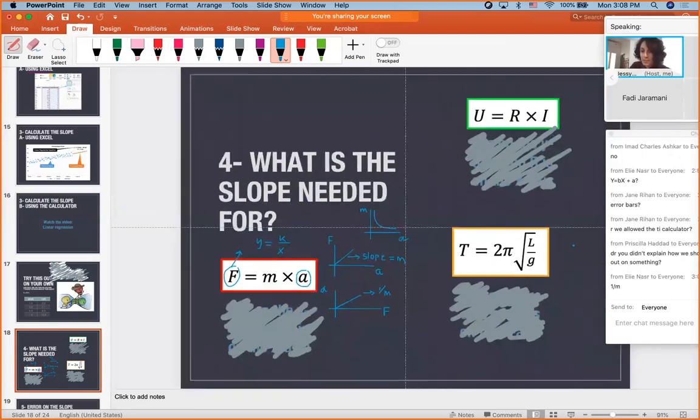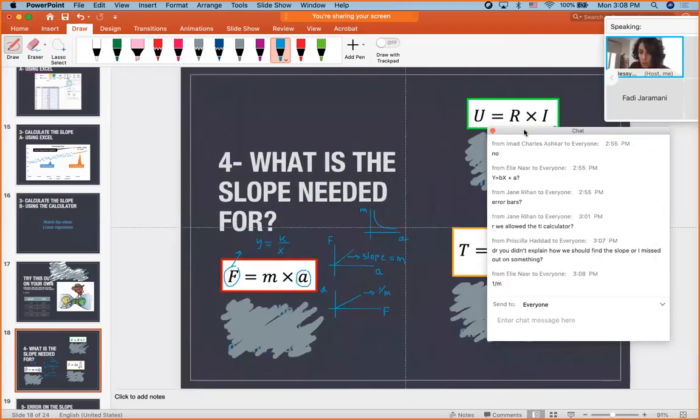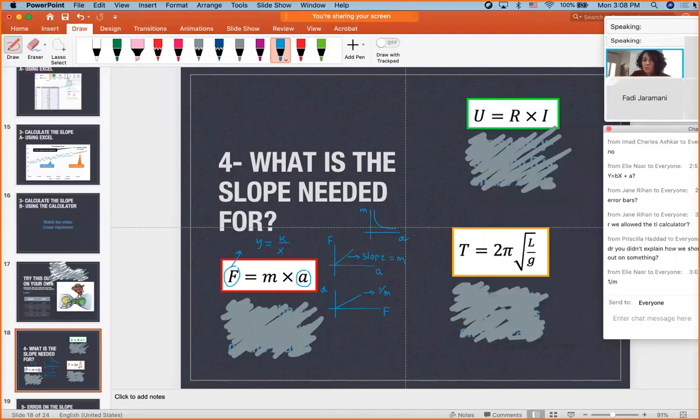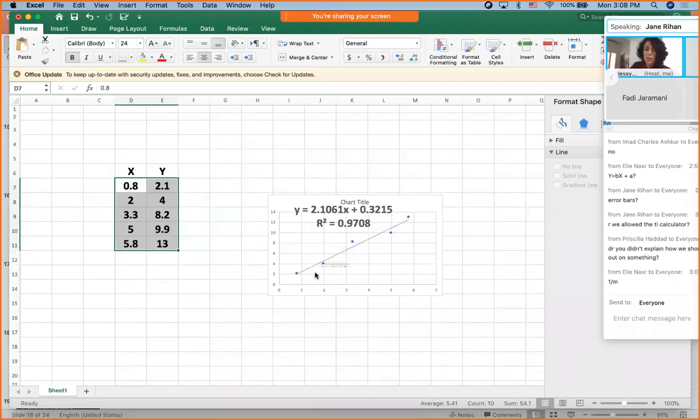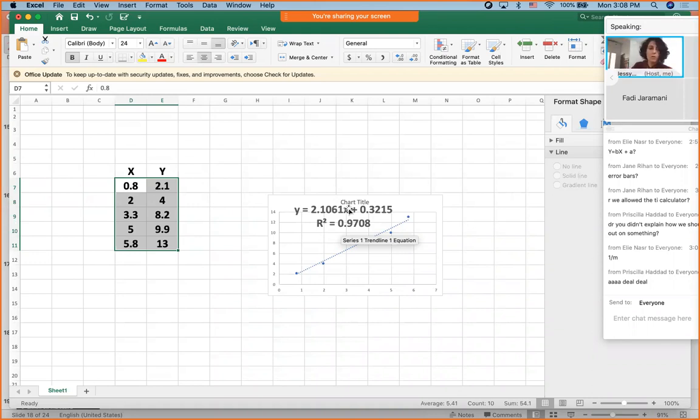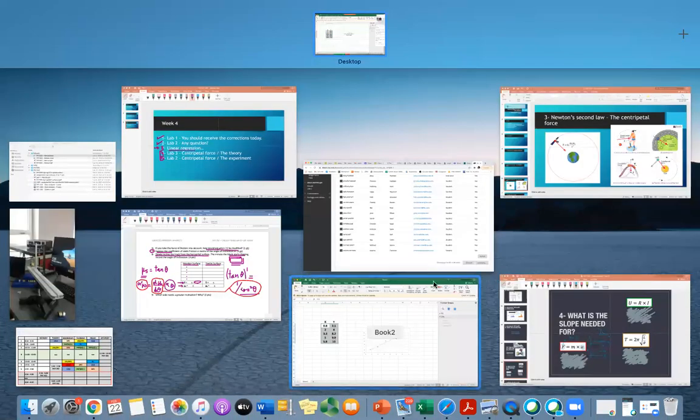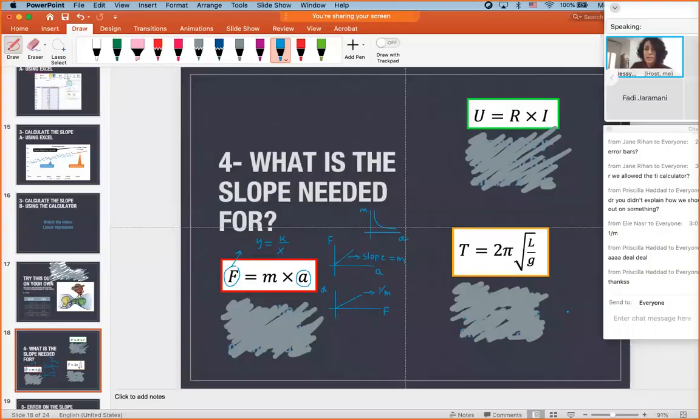I'm going to do this and this after reading Priscilla. You didn't explain how we should find the slope, or I missed out something. So how do you find the slope? If I go to my Excel, the slope is 2.1. So by simply writing the equation of the straight line, I can read the slope directly. Or simply go to the video of how to find the slope using a calculator and learn how to do it. Although if you have Excel, I believe Excel is faster. Okay, so just read it from your equation.